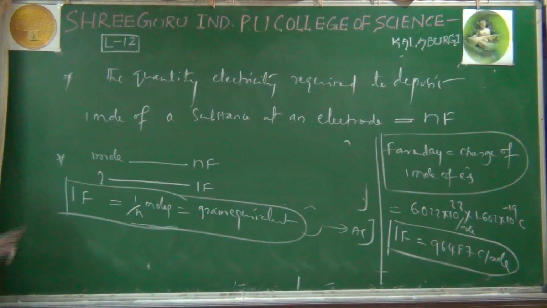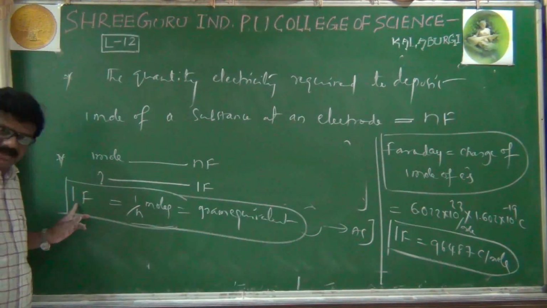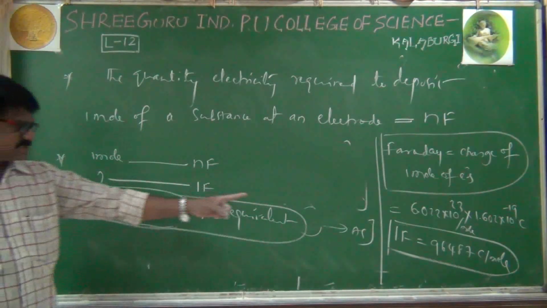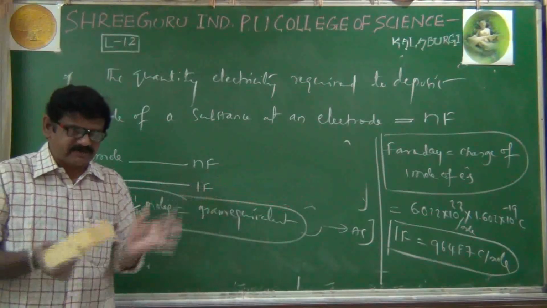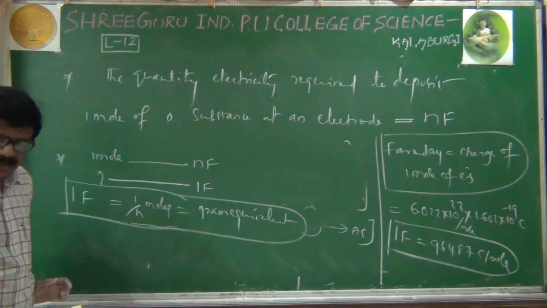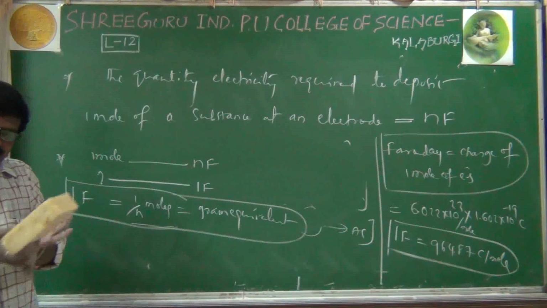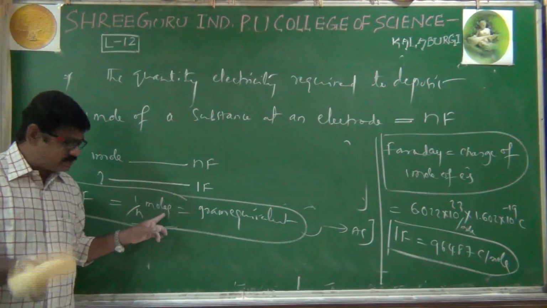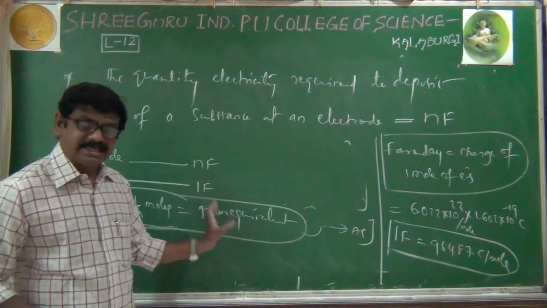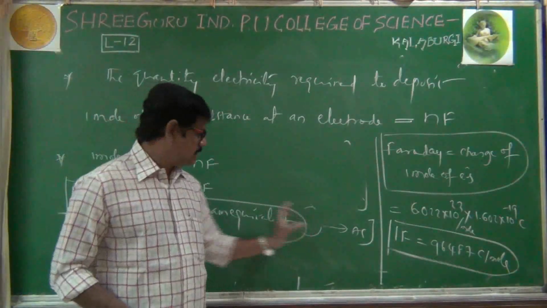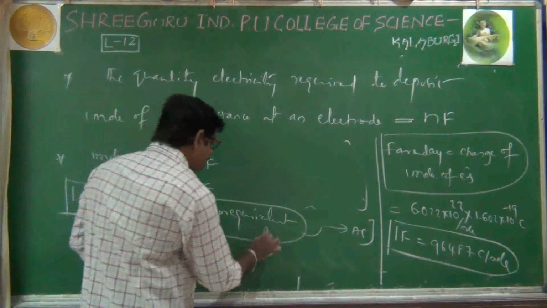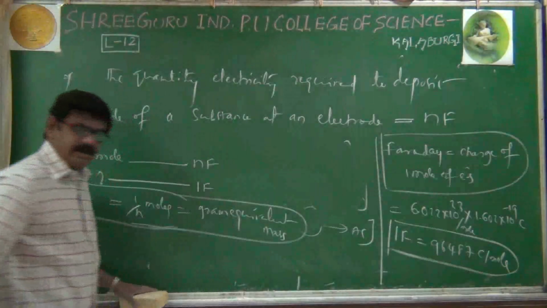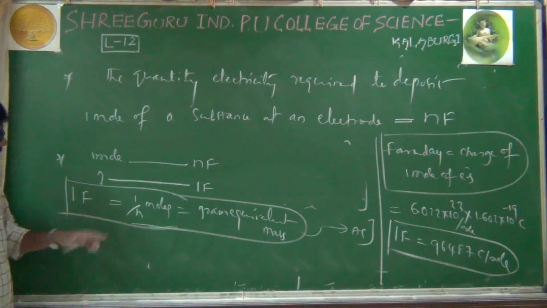That's why when you are sending 1 Faraday of current, 1 Faraday or 96,487 coulombs of current into an electrolytic cell, then the amount of substance deposited is equal to 1 by n moles, nothing but its equivalent mass. Gram equivalent mass will be deposited. That's all. This is a very important point.